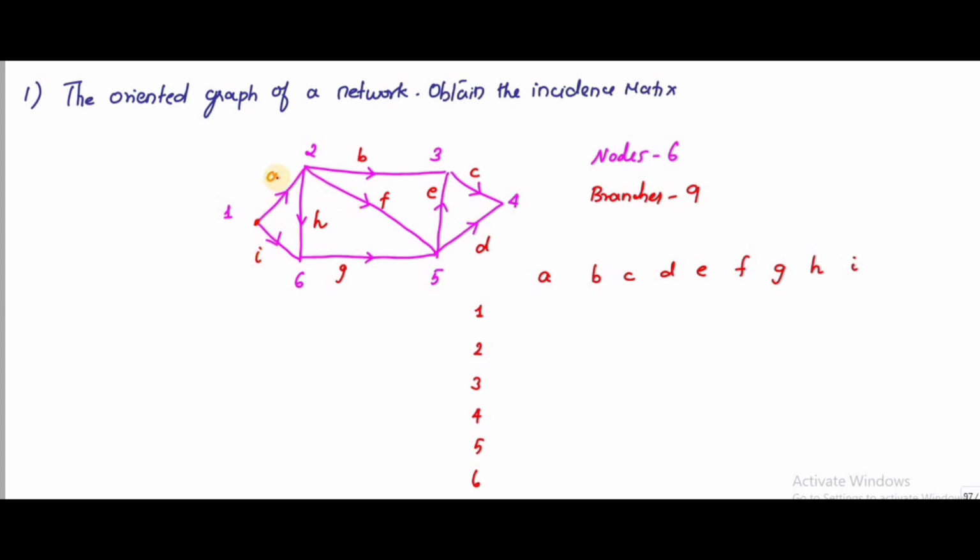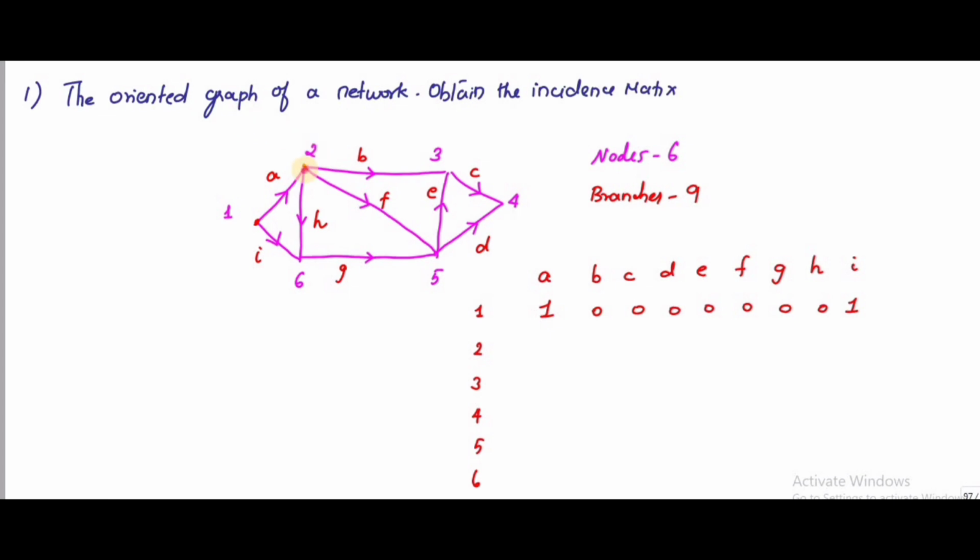For the first node, you can see this is your first node. In the first node you have only A and I. For A and I, for the rest of the thing you have to give 0. You can see the direction of A, it is going outward. I also is going outward, therefore you have to give 1.